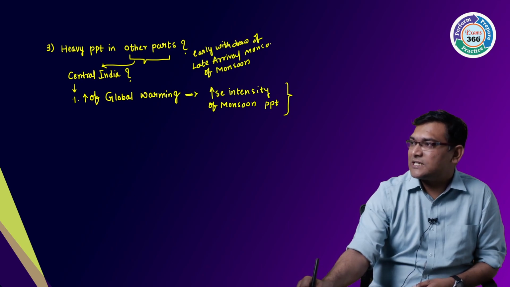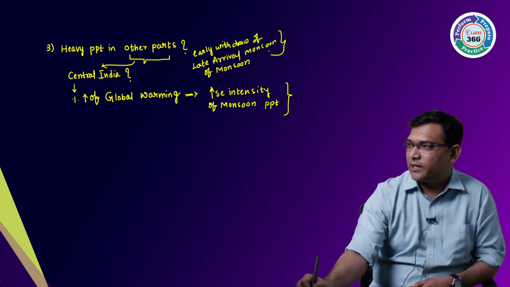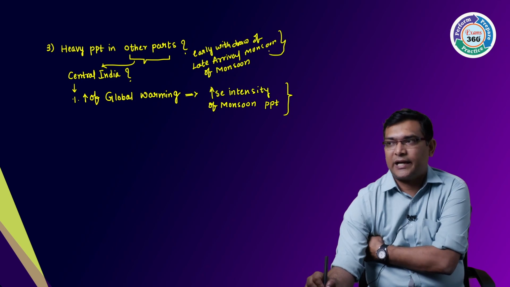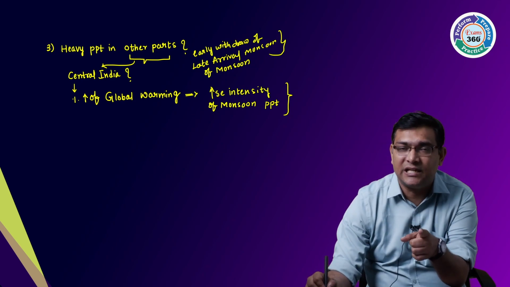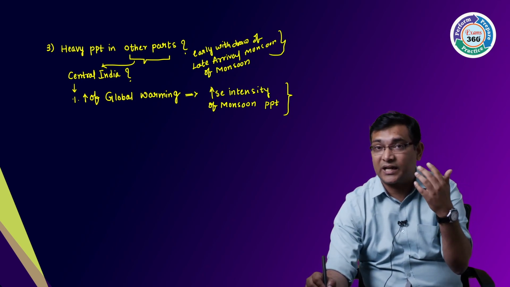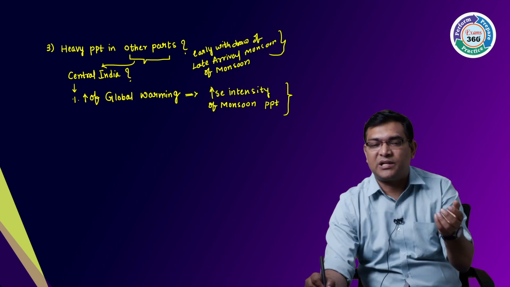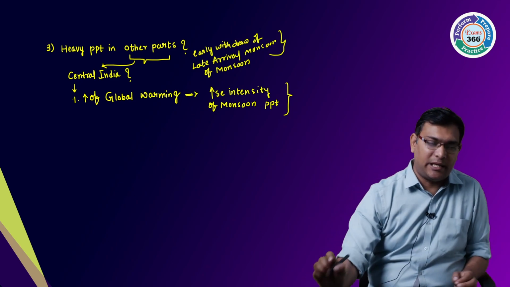But here intensity is increasing. The important point is here intensities are increasing, and because of the rising intensity, more precipitation occurs in these particular areas.